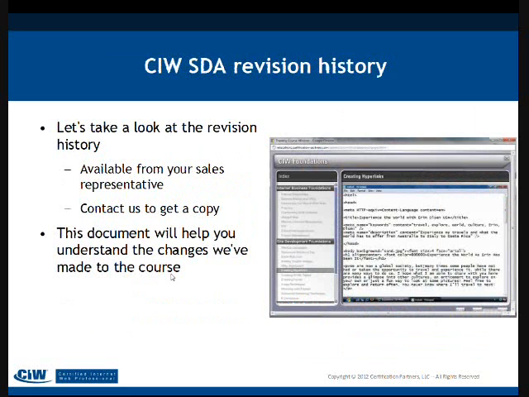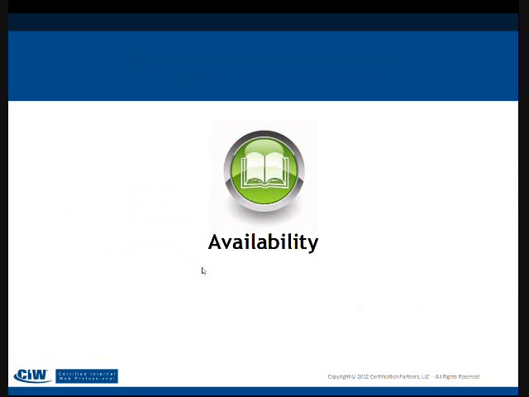We don't really have time, I don't think, to go into the revision history, but we have one available, and we can make one available for anybody on the webcast here. You can also contact your sales representative to get a revision history. The courseware blueprint also does a nice job in explaining the changes that we've made, and how you can go about adjusting your classroom to accept the latest Site Development Associate course. So we'll make that document available to you, as well as a PDF of this webcast. Let's talk for a second about availability.